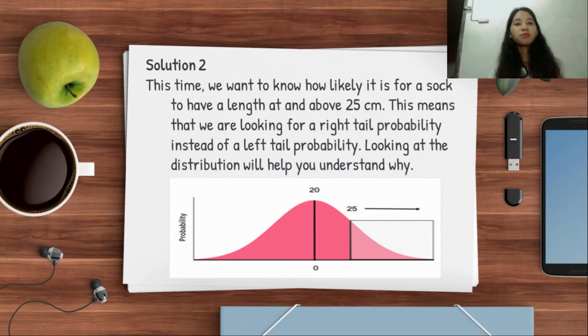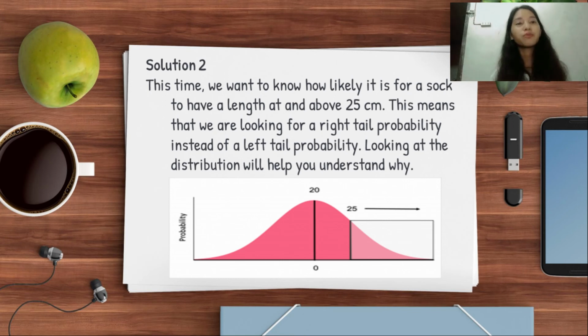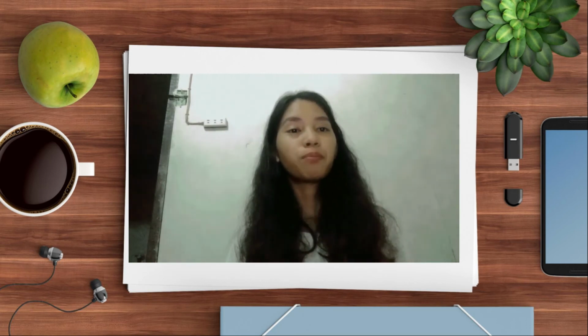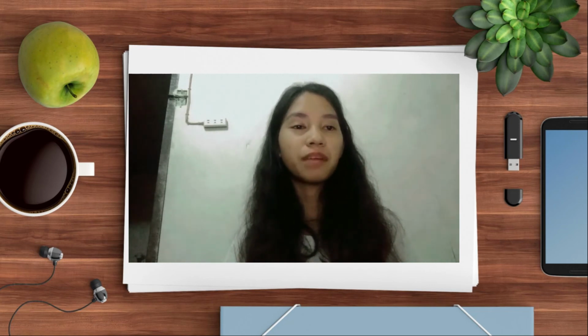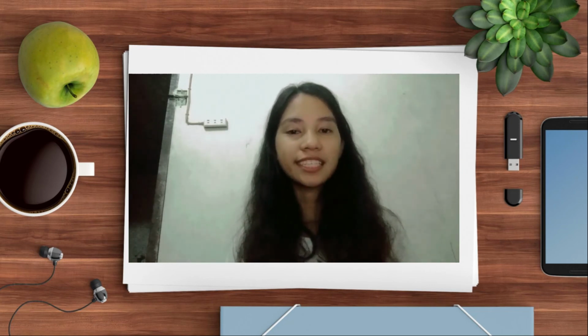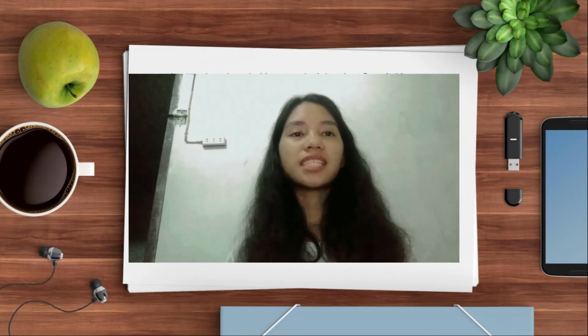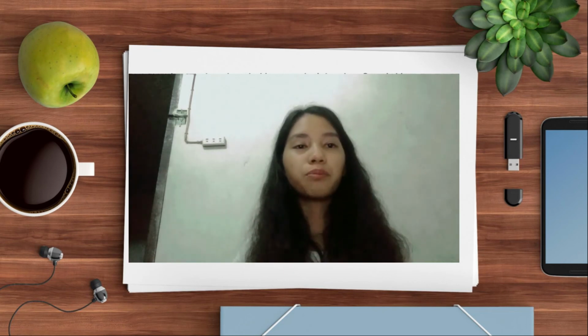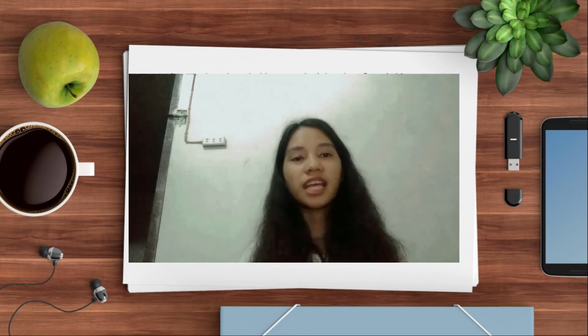Solution 2. This time, we want to know how likely it is for a sack to have a length at or above 25 cm. This time, we are looking for a right tail probability instead of a left tail probability. Looking at the distribution will help you understand why. First, we find the z-score. The z-score is equal to 25 minus 20 over 1.5, which is equal to 3.33. Next, we look at the z-table to find the probability. This gives us the probability of 0.0004, which is highly unlikely.